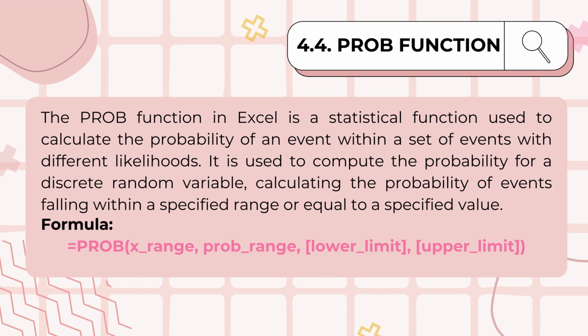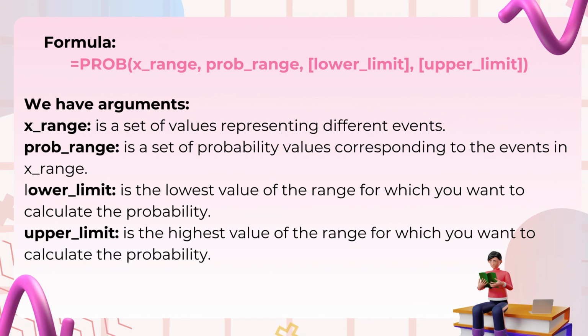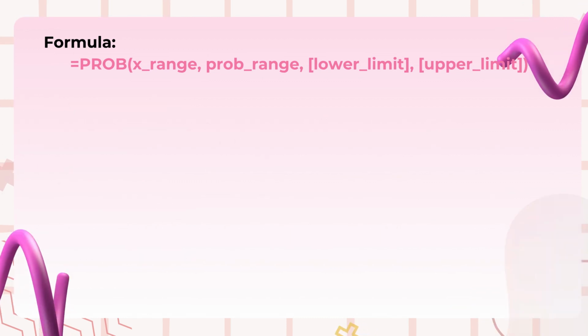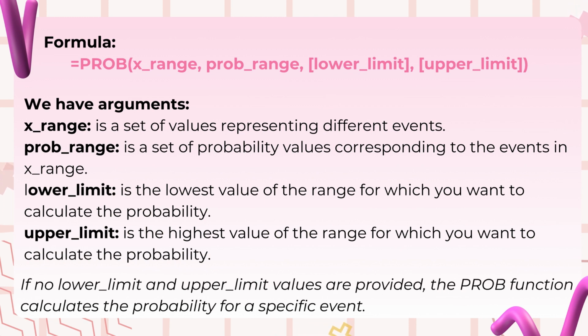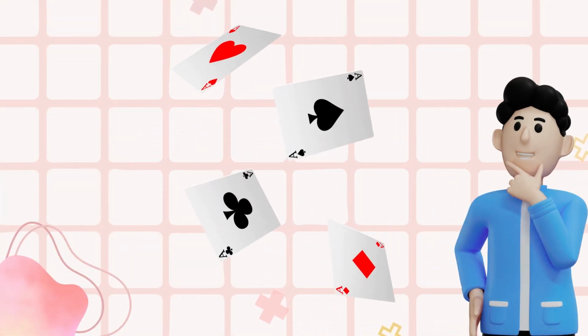Formula: equal sign, PROB(x_range, prob_range, lower_limit, upper_limit). We have arguments. X_range is a set of values representing different events. Prob_range is a set of probability values corresponding to the events in x_range. Lower_limit is the lowest value of the range for which you want to calculate the probability. Upper_limit is the highest value of the range for which you want to calculate the probability. If no lower_limit and upper_limit values are provided, the Prob function calculates the probability for a specific event. To understand more about this function, let's consider the following example.